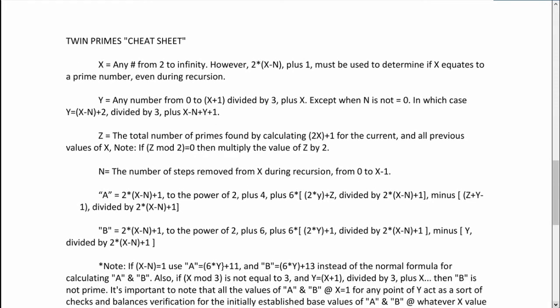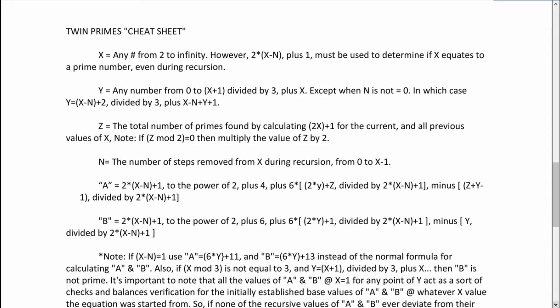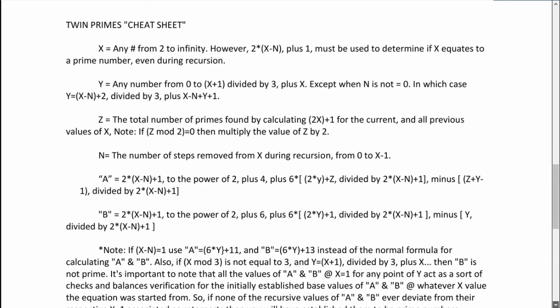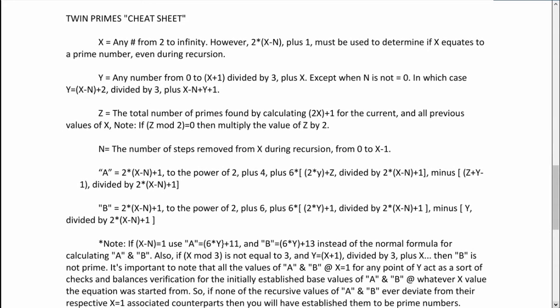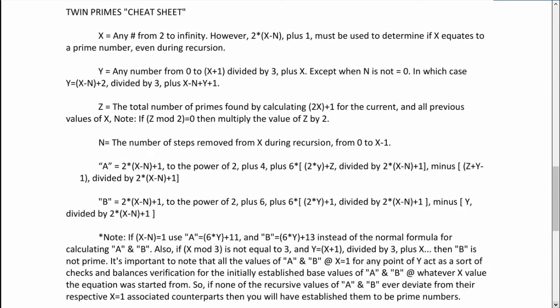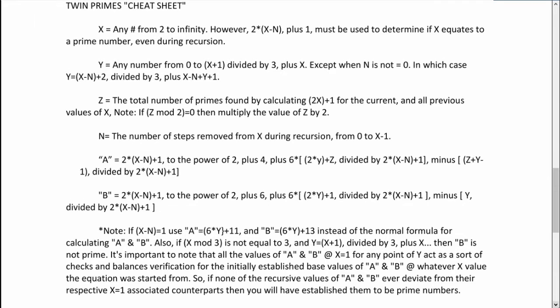X equals any number from 2 to infinity. However, 2 times (x minus n) plus 1 must be used to determine if x equates to a prime number, even during recursion. Y equals any number from 0 to (x plus 1) divided by 3 plus x, except when n is not equal to 0, in which case y equals (x minus n plus 2) divided by 3 plus x minus n plus y plus 1.